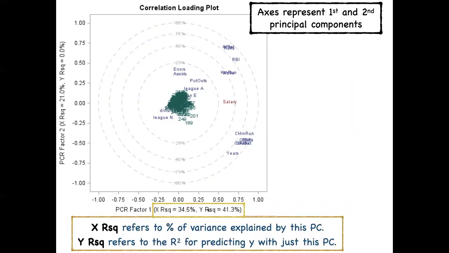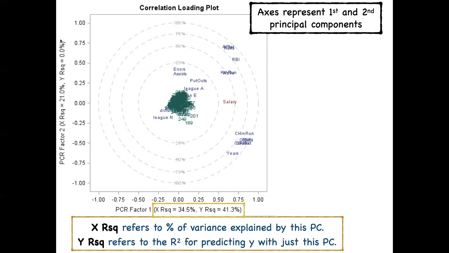Also on the X and Y axis, you're shown the X R squared and the Y R squared. Again, the X R squared is referring to the percent of variance that's explained by this PC. That's the total variance in the X variables, right? This is the percent of variance explained in terms of principal components analysis. That Y R squared refers to the R squared for predicting the target with just this principal component. So this is a traditional PROC REG R squared.